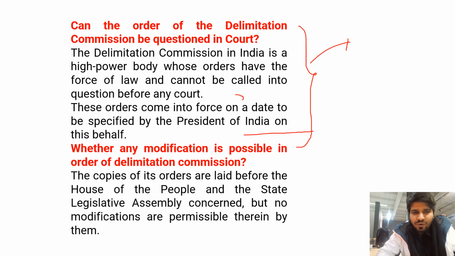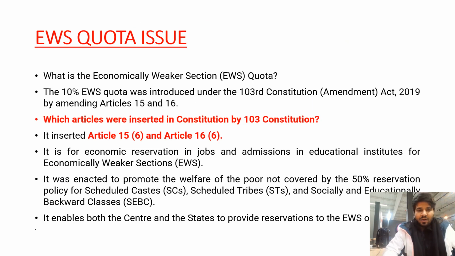Whether any modification is possible in the order of the delimitation commission. Okay, the copies of its order are laid before the House of the People and the state legislative assembly concerned. Means the copies are placed before the Lok Sabha and the state legislative assembly which is concerned, but modification is not permissible. This cannot be modified, right? Okay, so we are going fast.